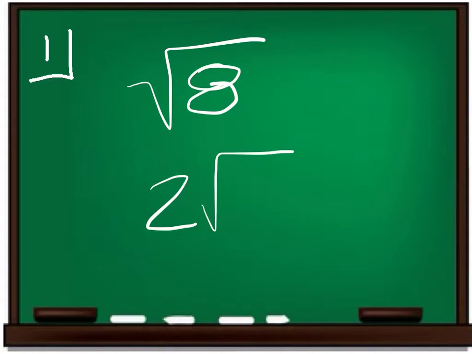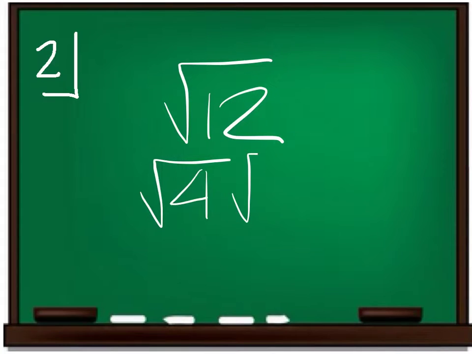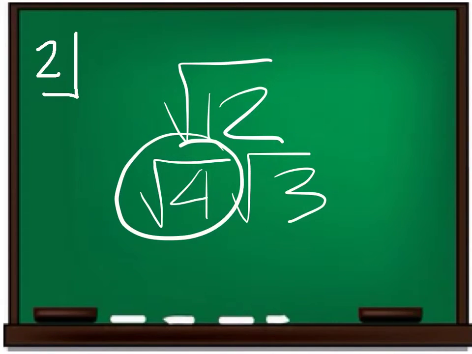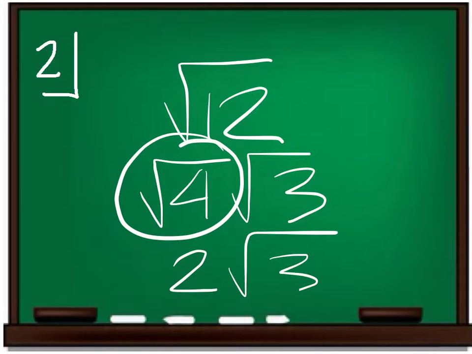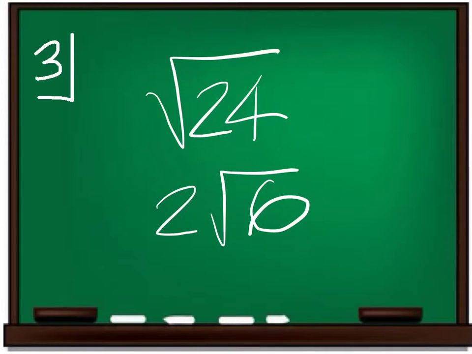This is 2 square root of 2. Remember, this breaks up as square root of 4, square root of 3. The square root of this is 2. So 2 square root of 3. This one should be 2 square root of 6. Breaks up as 4 and 6.